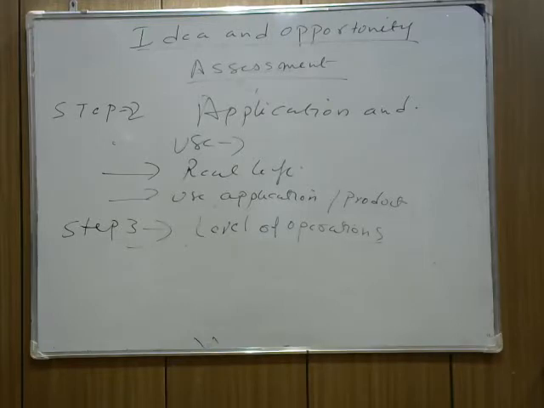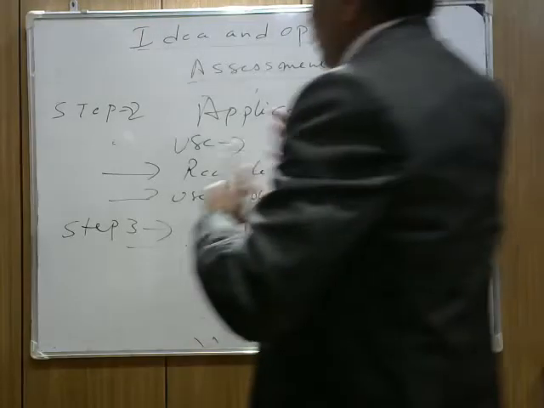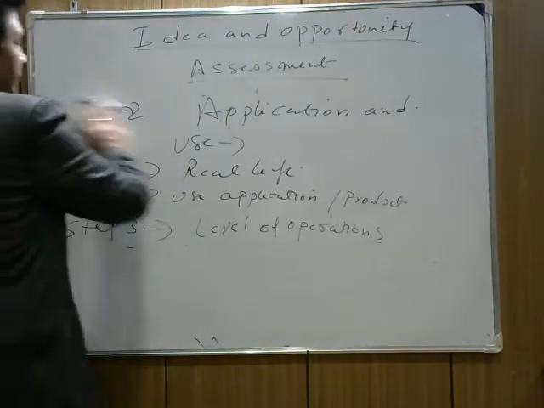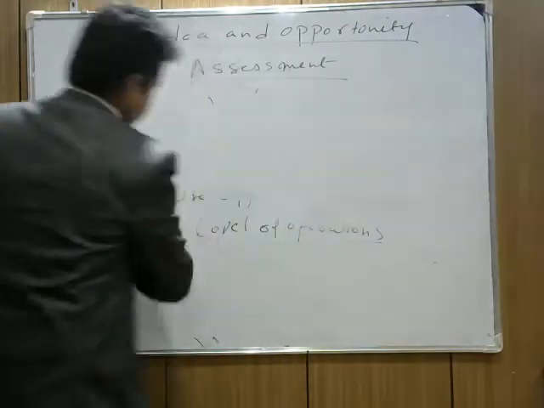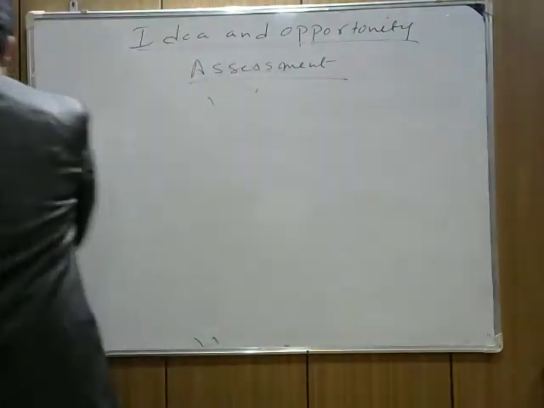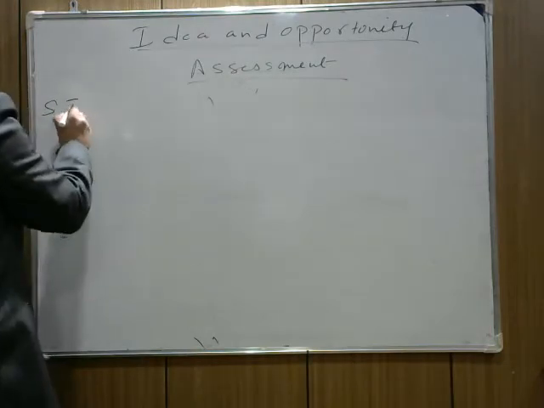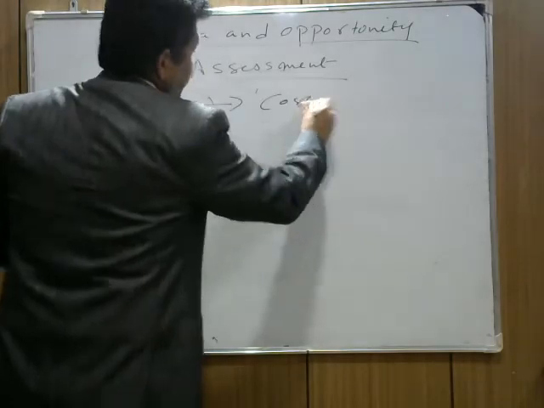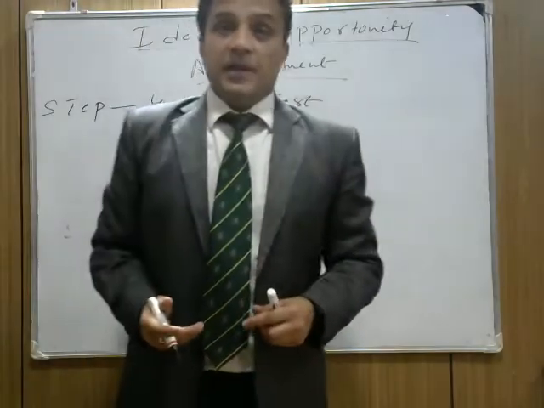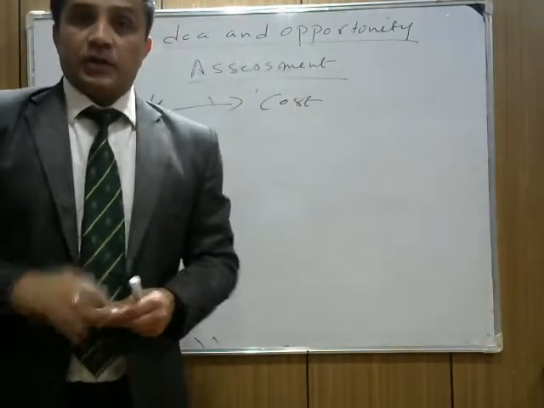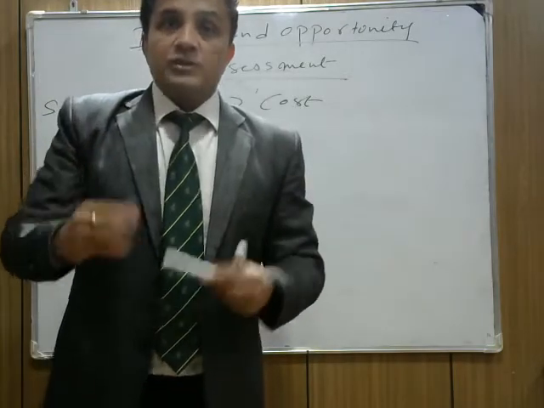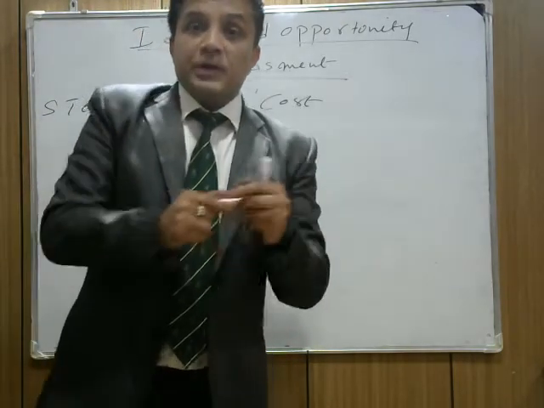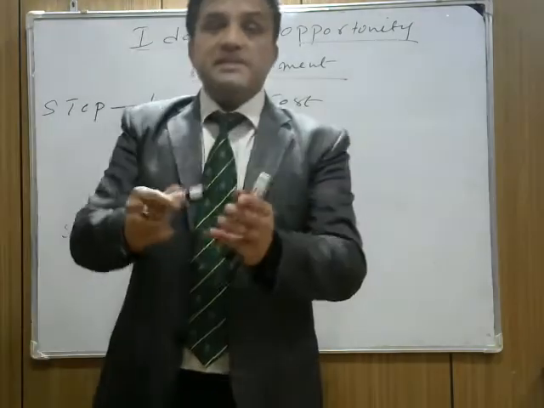Step 4 says what is the cost. Step 4 is telling about the cost. Now how much cost occurs? At different levels of operation, cost should be assessed. Also, the price of the competitive products should be known. This helps in determining the sale price.